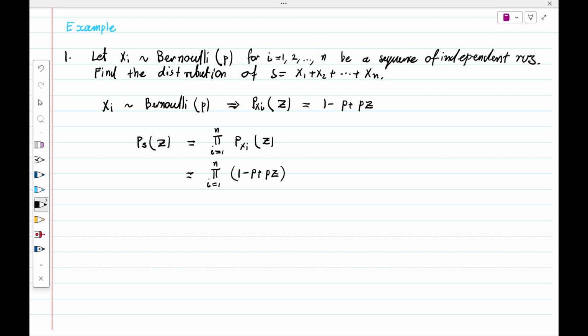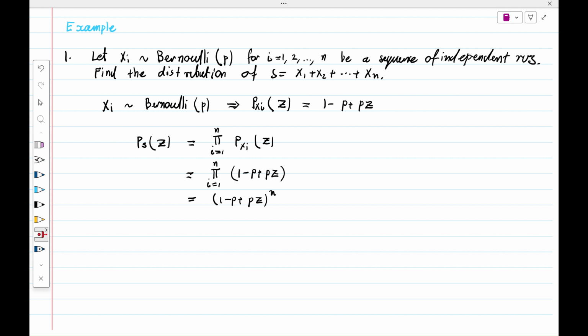Now, one thing to note here is that we're going from an index i equals 1 to n. But you'll notice that the function inside the brackets here does not depend on any index i. In fact, it's a constant with respect to the index i. And therefore, when you take a product from i equals 1 to n of a constant, it is the equivalent of multiplying the constant by itself n times. So in other words, you'd have (1 minus p plus pz), all to the power of n. We're multiplying by itself n times.